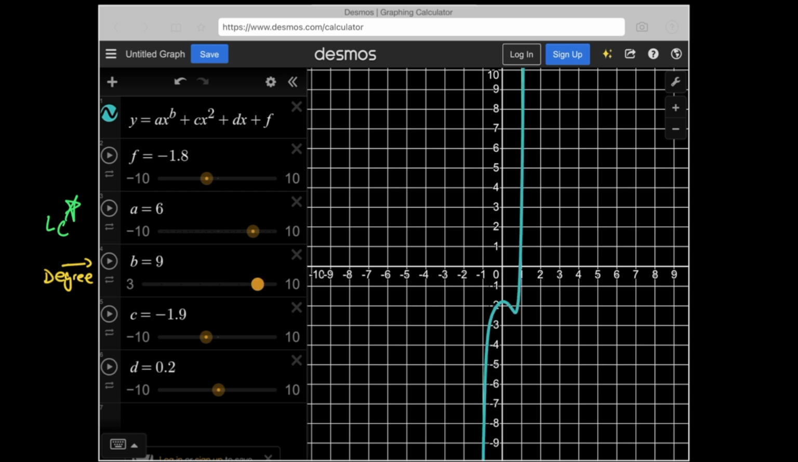So there are two things that affect the end behavior of the polynomial. The leading coefficient basically affects whether it's the normal orientation when it's positive or the reflected orientation when it's negative.